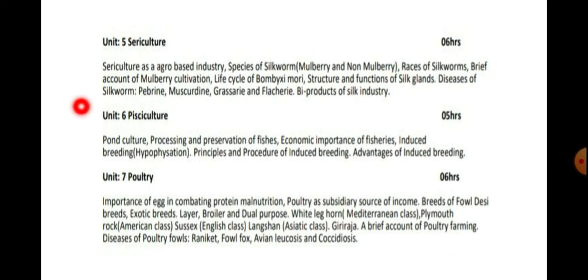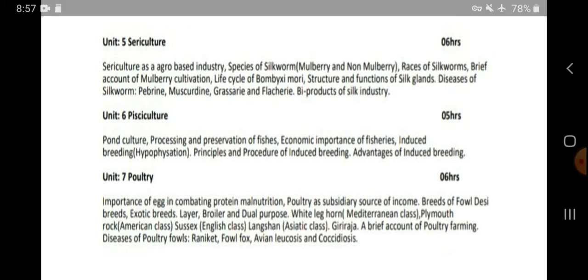And unit 6 is pisciculture. So pisciculture is the rearing or breeding of fishes, okay, by artificial means. That is called pisciculture, fish culture. In this you'll study pond culture, okay, different types of culture. Pond culture, then processing and preservation of fishes. How will you process and preserve the fish for the long term? As you know, we use most of the fishes as food fishes, okay.